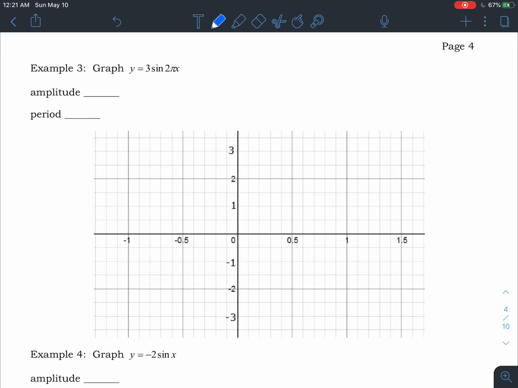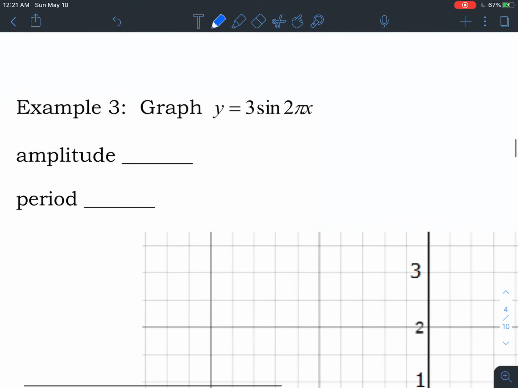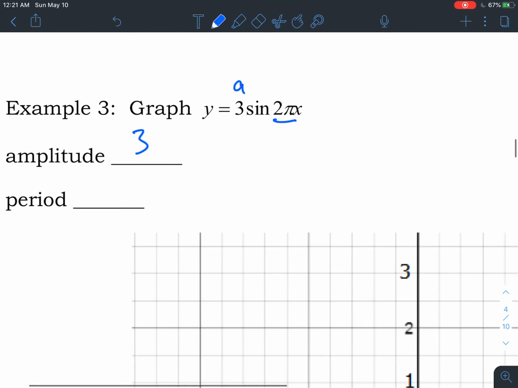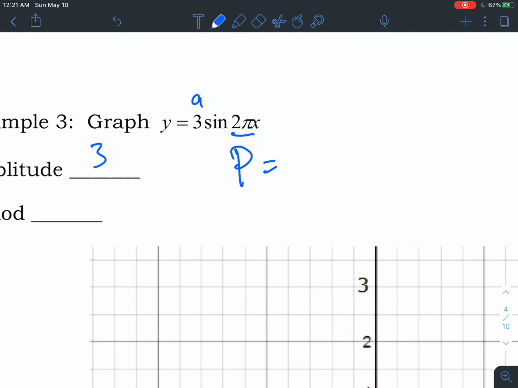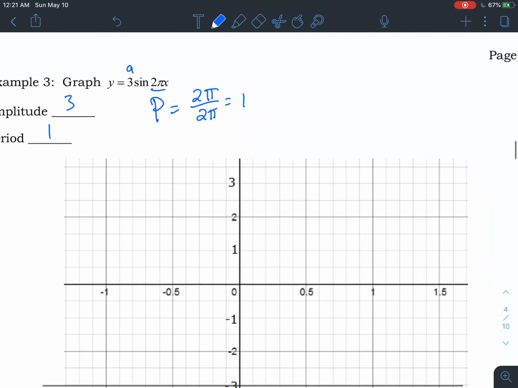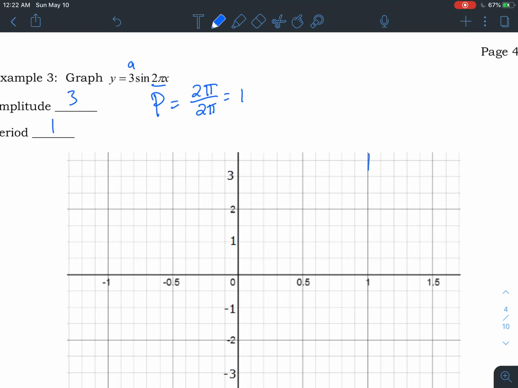Because it's pretty similar, I can do example number 3 real quick, just because it's a little bit different. It's still the same concepts. My A value tells me my amplitude. That's positive 3. Now my B value here is 2 pi. So when I look at my period, it's 2 pi divided by 2 pi, which is just 1. So my period is 1. It does one full cycle, one full rotation, basically, in 1 unit.